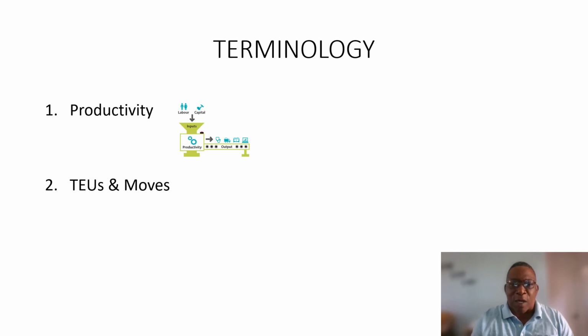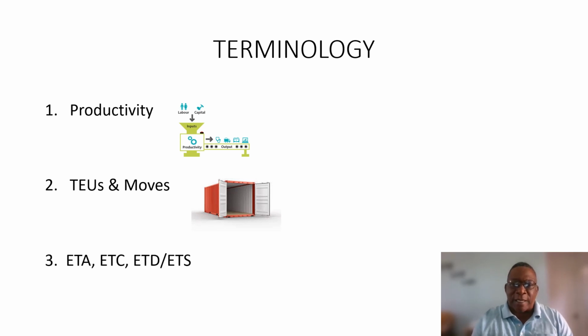Now, let us look at number 3: ETA, ETC, ETD/ETS. ETA, estimated time of arrival. ETC, estimated time of completion. And ETD and ETS, estimated time of departure and sailing.